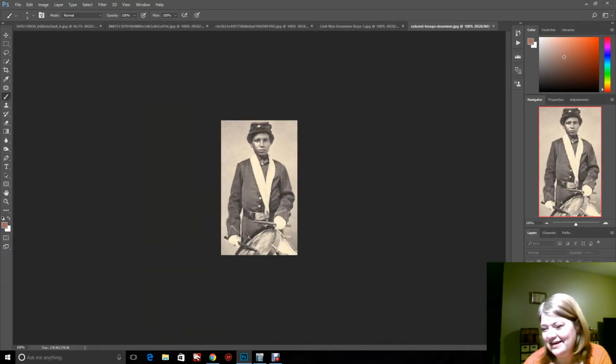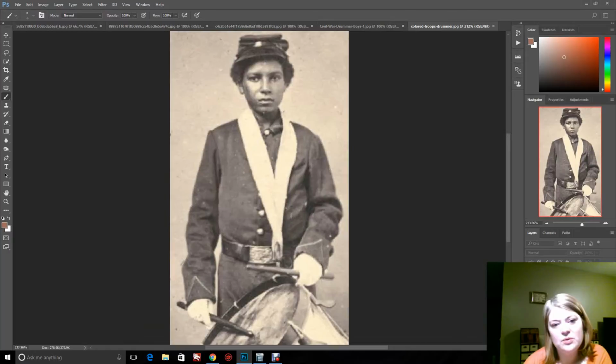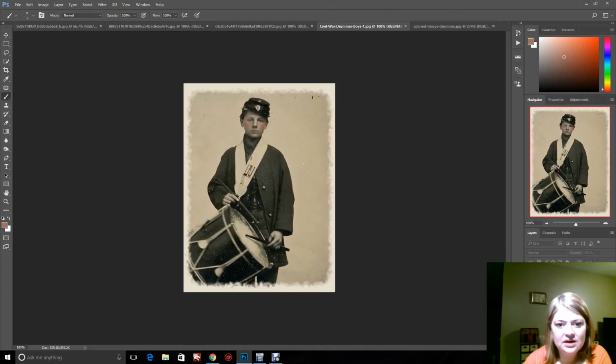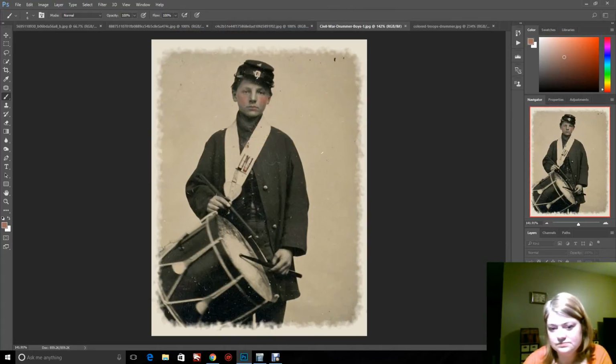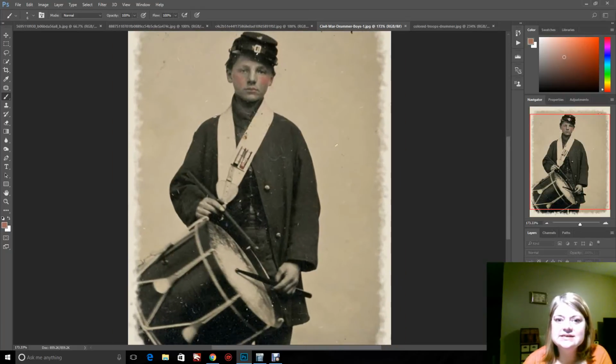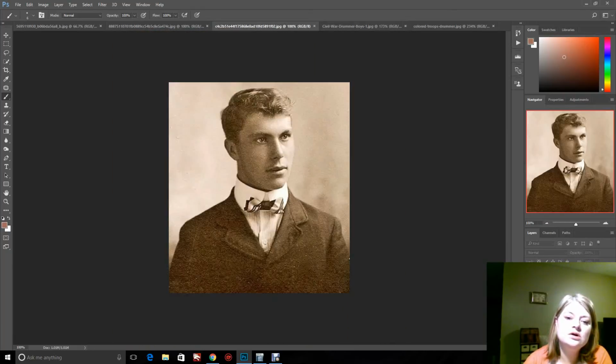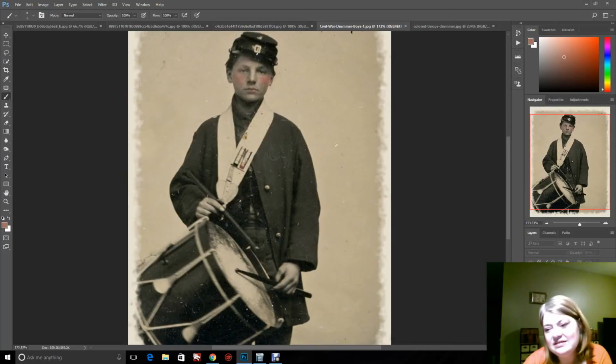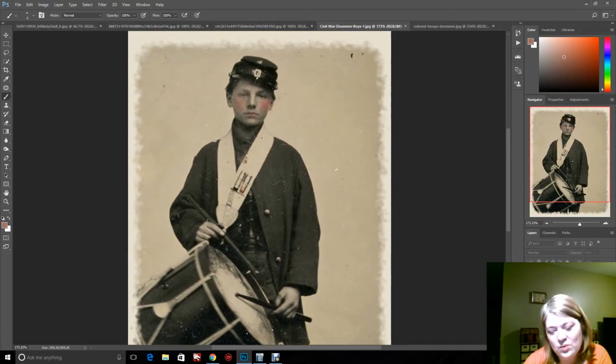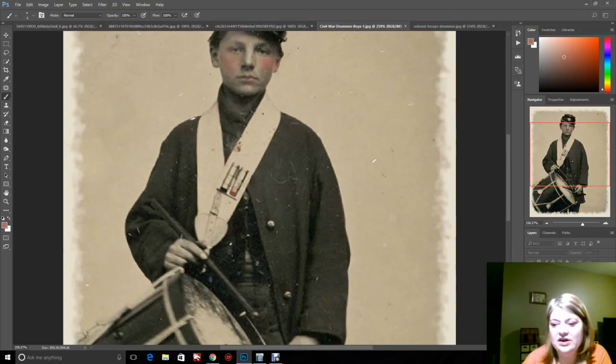All right, here we have a drummer boy in a military uniform. He looks to be fairly young, and I actually have a few of these, so I'm going to kind of flip through these. Here's one that's been a little tinted. I think I may have one more. No. All right, so these will help us determine where these were taken.